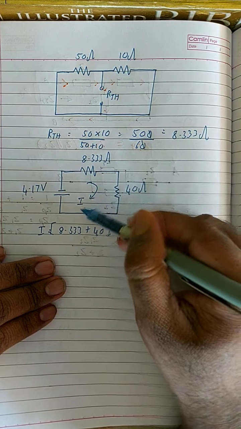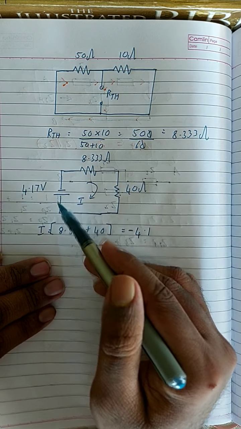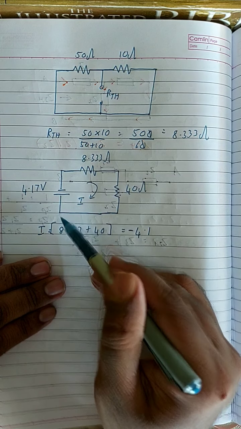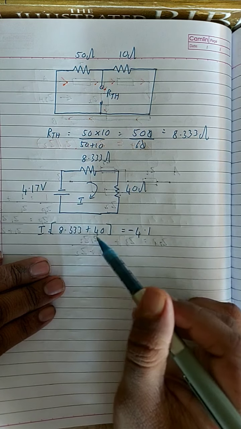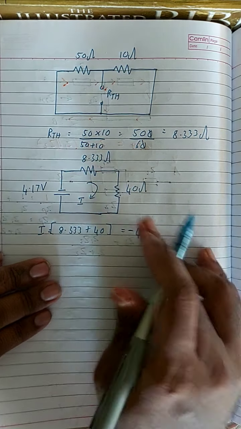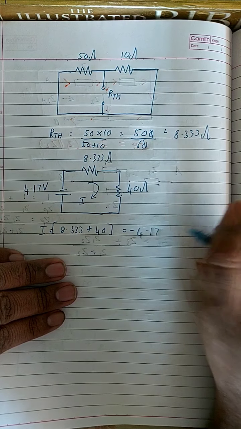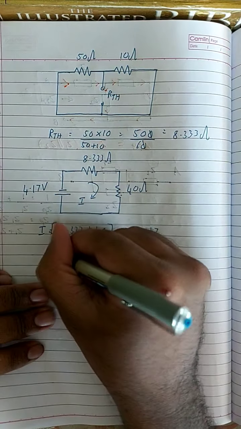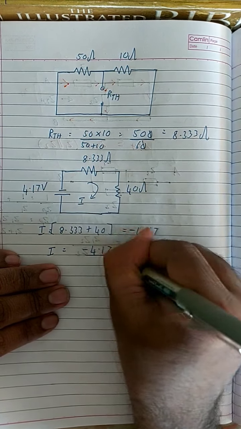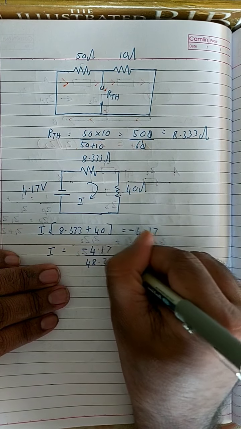It's not 4.17, it is minus 4.17, because you see this current is going into the positive terminal, right? This positive terminal is not generating current, it is opposing the current, right? Because positive terminal usually is supposed to generate current, but here it is opposing the current. So it is minus 4.17 volt, which means your answer is I is equal to minus 4.17 by 48.333. This is your answer.